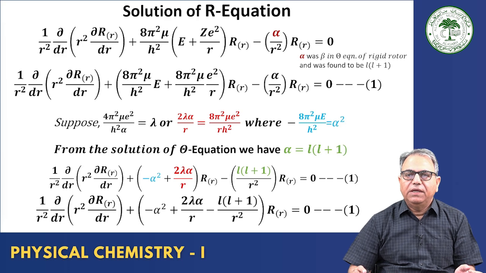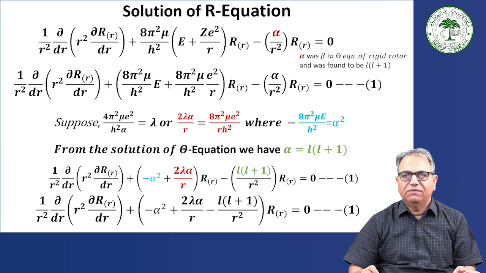In the previous module, we did the separation of variables of the Schrodinger wave equation of the hydrogen atom in spherical polar coordinates, and we got three independent equations, each depending on only one variable. We got the phi equation, the theta equation, and the r equation. The phi equation was very simple. The theta equation was also something which you earlier did in the rigid rotor problem. So that was easy, and the solution was already known to you.